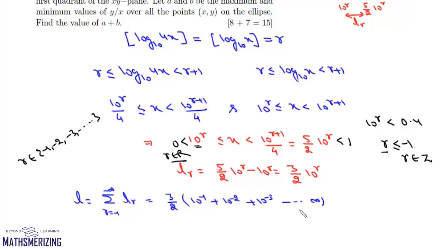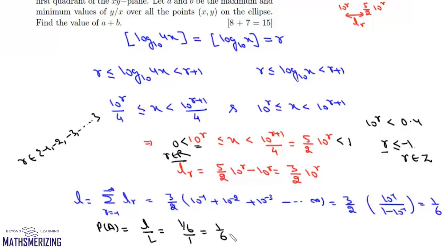Now this is nothing but a GP. So it will be 3 by 2 times a upon 1 minus r, which is 3 by 2 into 1 by 9, which is 1 by 6. So from geometrical probability, we can say that the required probability of this event, say A, is given by small l upon capital L, which is 1 by 6 upon 1. So this required probability is 1 by 6.